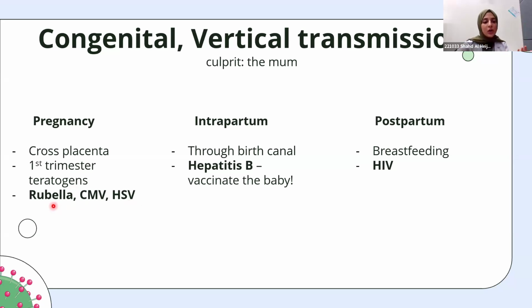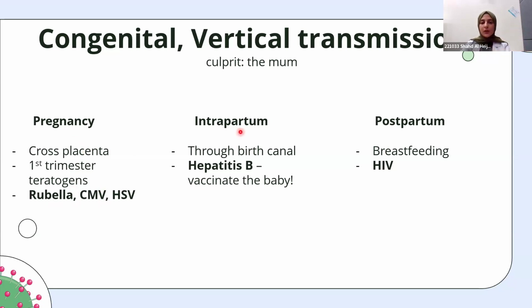For example, rubella will cause intellectual disability, it will cause cataracts, hearing loss, and so on. Cytomegalovirus will cause microcephaly, it will cause calcifications in the brain, HSV2. So those will cause infections in the fetus during pregnancy.